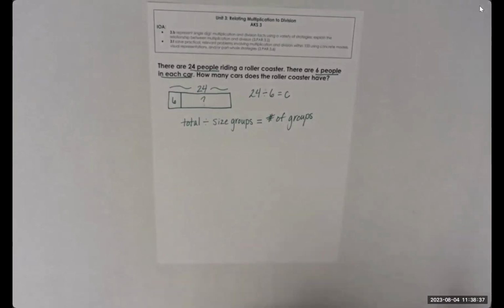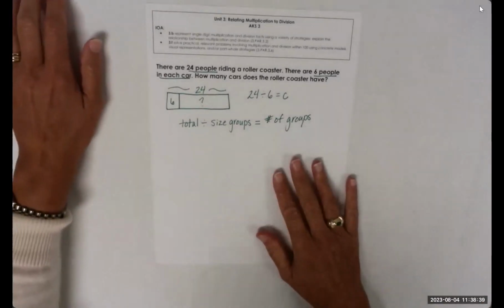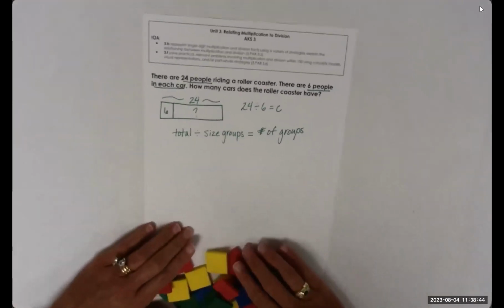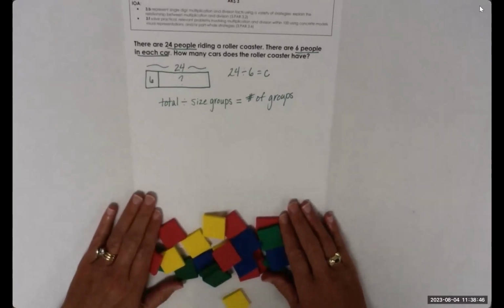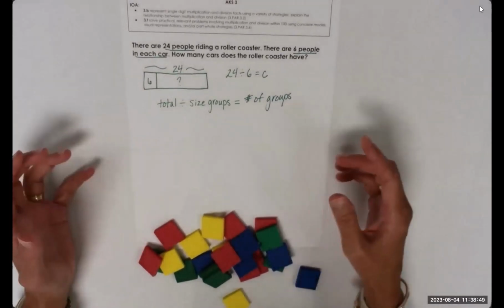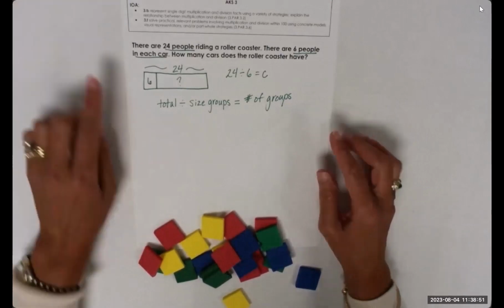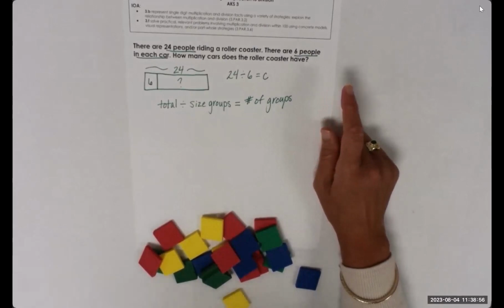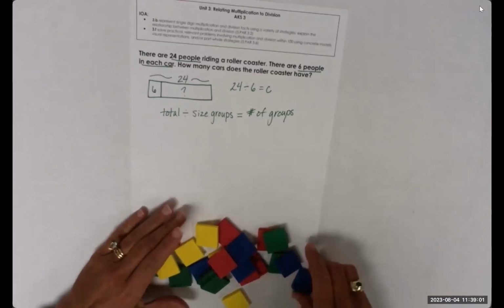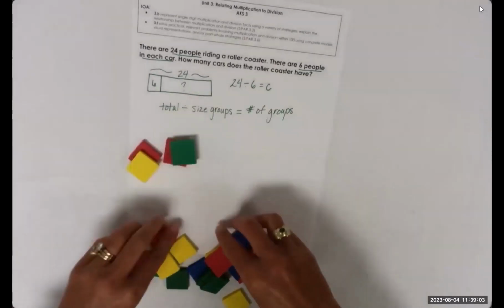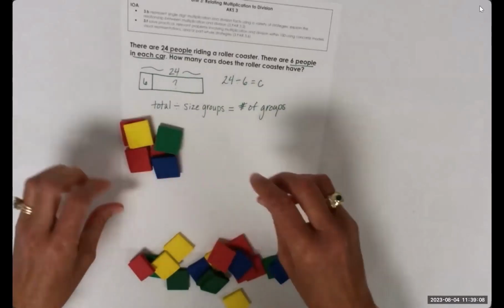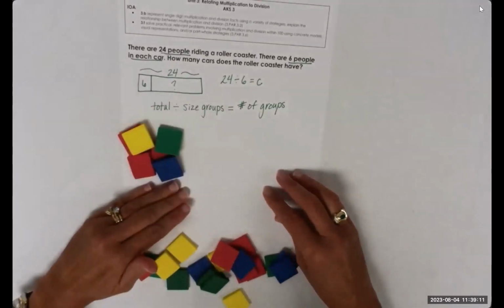Now, let's think about what this problem is going to look like when we use our color tiles. All right, I've got my 24 color tiles again right here with me. This time, again, I only know that there are 6 people in each car. So I am going to go ahead and just get 6 people and put them in a car. Obviously, my color tiles are representing those 6 people. So this is a group that I've created, okay?